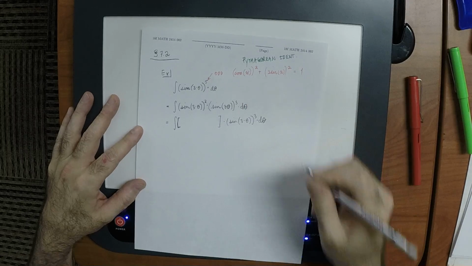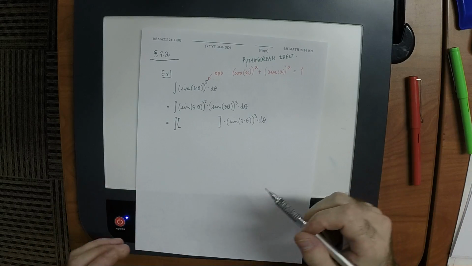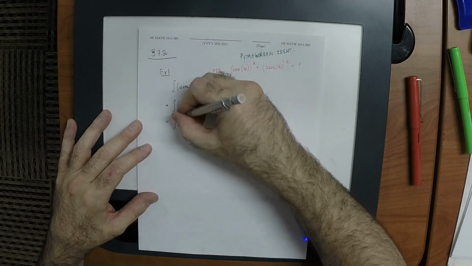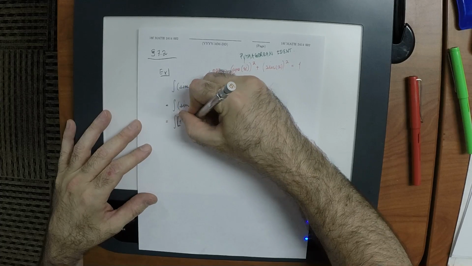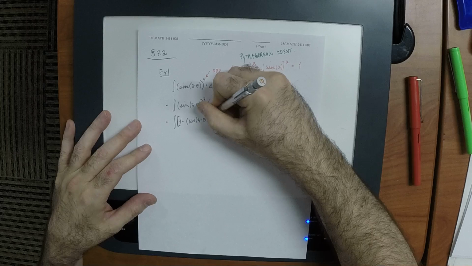And what I'm asking is, what is it that I write in those square parentheses there? 1 minus cos x squared. Right, 1 minus cosine squared. So 1 minus cosine 3 theta squared.